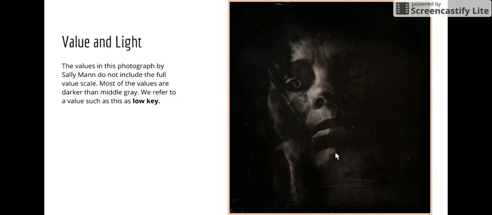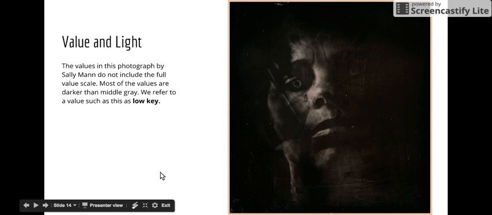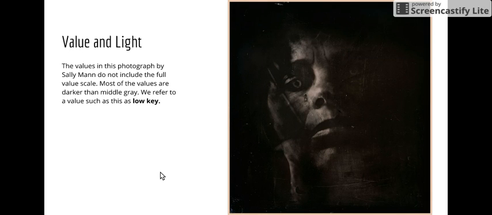Here's another photograph by an artist named Sally Mann. In this case, we call this a low-key value range. Most of the values are darker than middle gray, and as a result, it has a different emotional impact. The previous photograph was very vivid and very lifelike. This image is very dark and mysterious and maybe even a little bit frightening.